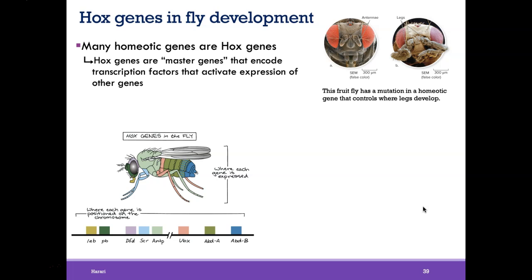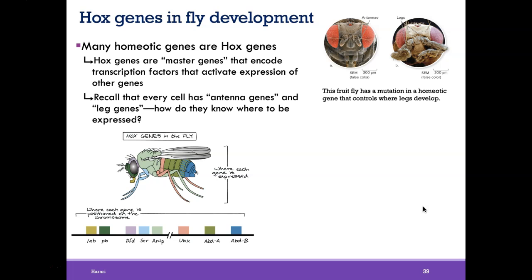Hox genes are master genes that encode transcription factors that can turn on the expression of other genes. This could get a little tricky. But recall that every single cell in this fly has antenna genes and leg genes. All cells are the same. But how does the fly know where to put its legs and where to put its antennas? If every single cell has the same instructions, how does this part of the fly know to be a head and to form antenna, and how does this part know to form legs?